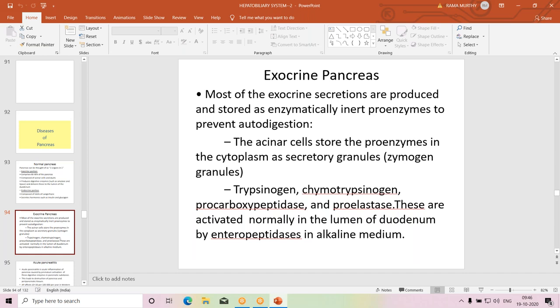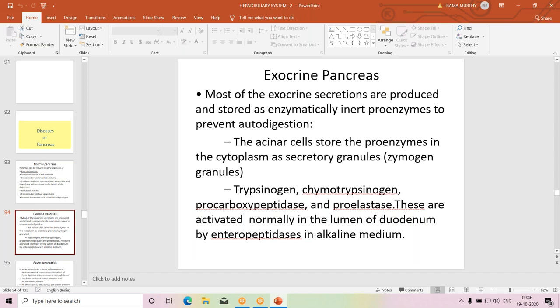medium. So in the alkaline medium provided in the lumen of the duodenum, the enteropeptidases act. These enzymes are produced by duodenal mucosal cells, and they act on proenzymes and activate them. Proenzymes are converted into active enzymes. Trypsin, chymotrypsin, elastase, these enzymes digest foodstuffs. So unless the pancreatic juice enters the duodenum, the enzymes are not activated.